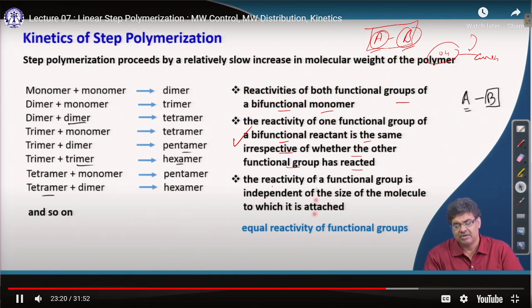The third assumption is that the reactivity of the functional group is independent of the size of the molecule. This also contradicts organic chemistry, because of the steric effect: if a functional group has some steric hindrance, its reactivity will be affected. But here we are not considering this factor. We assume that if a functional group is there, its reactivity will be the same.